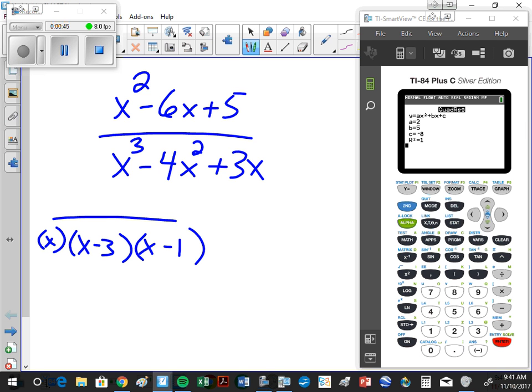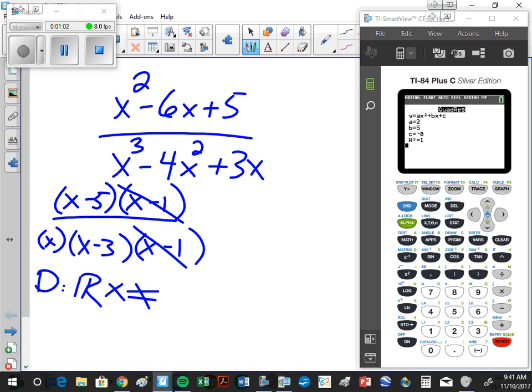Does the numerator factor? x minus 5 and x minus 1. So we know that the domain is all real numbers, but x is not allowed to be 0, 1, or 3. Does everybody understand why the denominator cannot be 0 or 1 or 3?